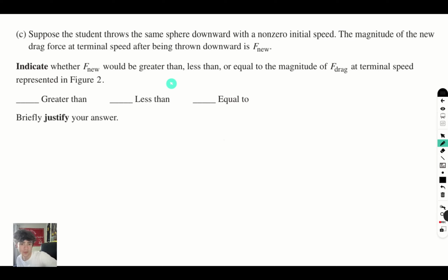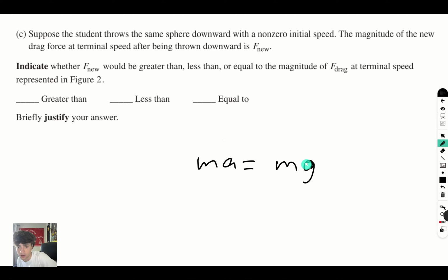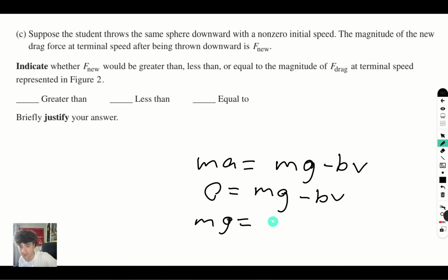So we know that terminal speed is when our equation here is no longer accelerating. So when it's no longer accelerating, this becomes 0. So you get mg minus b v equals 0, which makes mg equal to b vt, where vt is your terminal velocity, meaning that your terminal velocity is equal to mg over b, where m is the mass of the sphere, which does not change.